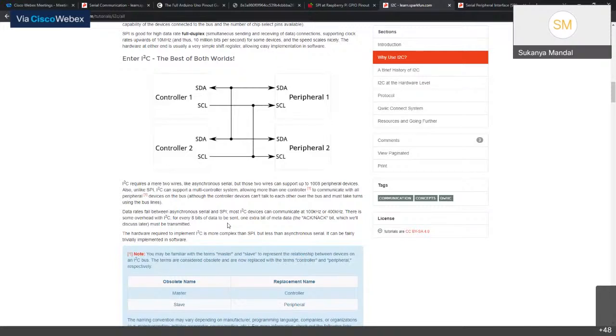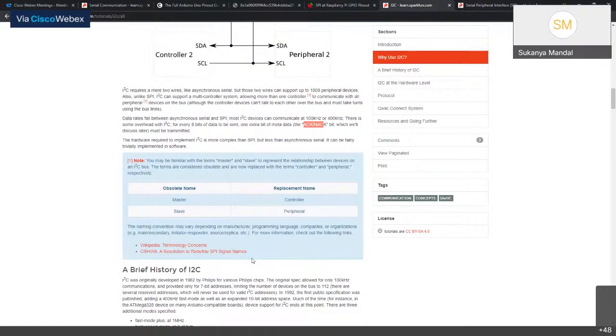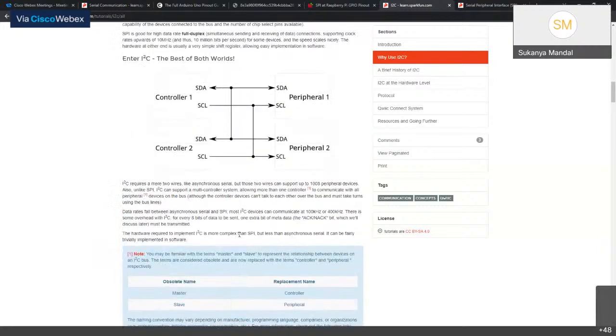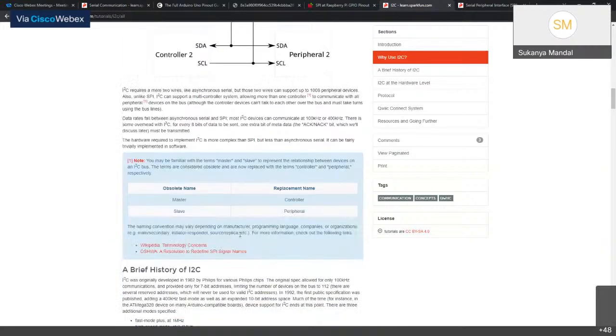There is some overhead with I2C. For every byte of data to be sent, one extra bit of metadata is needed, that is the acknowledge or the not acknowledged bit, which we'll be discussing later. It really must be transmitted just to acknowledge the fact that data has been transmitted.